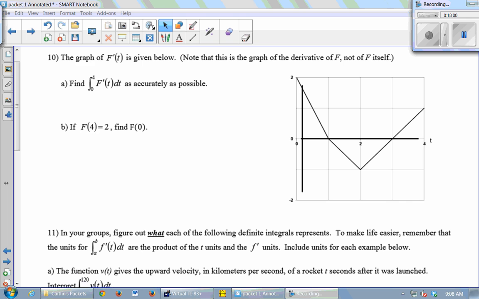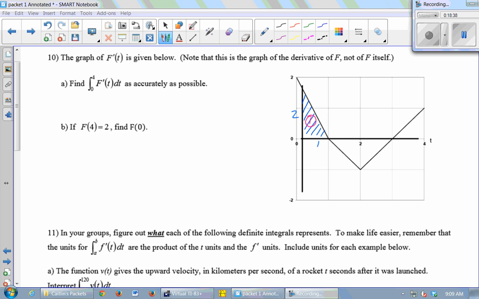All right, so the integral from 0 to 4 of f prime of t dt means the area under f prime between 0 and 4, the net signed area. So I can break this into regions where it's possible to use a geometry formula, like the area of a triangle, to figure out the area, right? So we've got this one here, and this is a triangle. My base is 1, my height is 2. So what's its area? 1/2 base times height. Right? So it's got an area of 1.